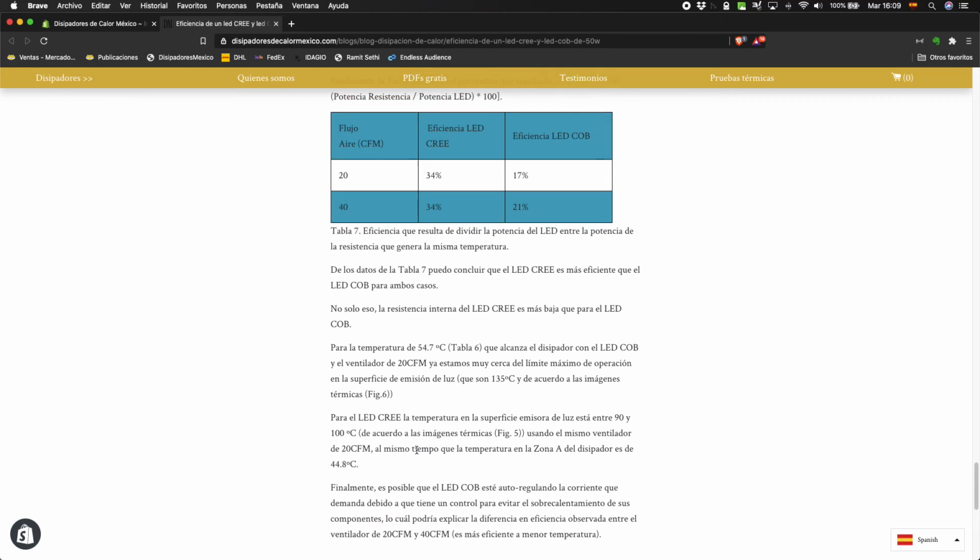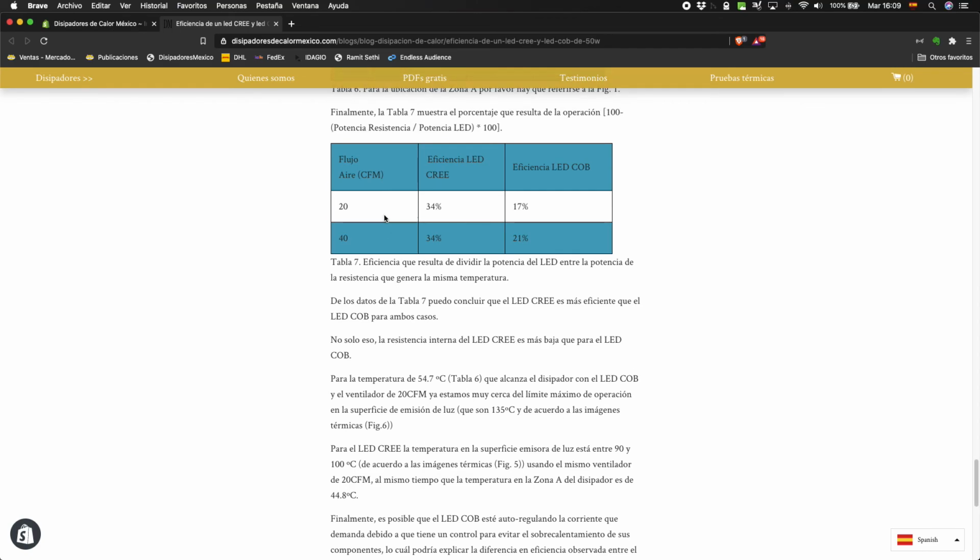And finally, it is very possible that for the 20 CFM fan and this heatsink size, the COB LED is auto-regulating the power because it senses a possible overheating and then diminishes the current demand. This way, the LED can become less efficient than in the case of the 40 CFM fan, where the temperature is lower. So in that case, more power gets converted to light instead of heat.